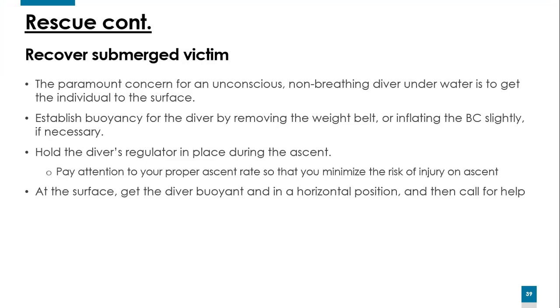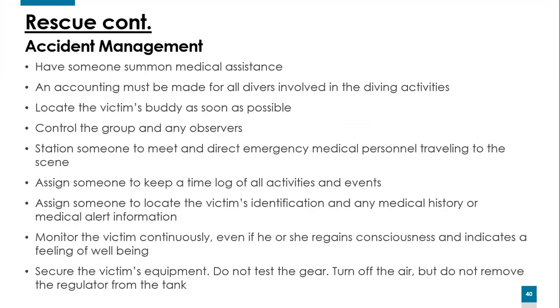All right, hold the diver's regulator in place during the ascent. Pay attention to proper ascent rate so that you minimize the risk of injury. And then at the surface, get the diver buoyant in a horizontal position and then call for help. And from that point, there are other rescue procedures as far as resuscitation at the surface, and then getting the diver to land or onto the boat.